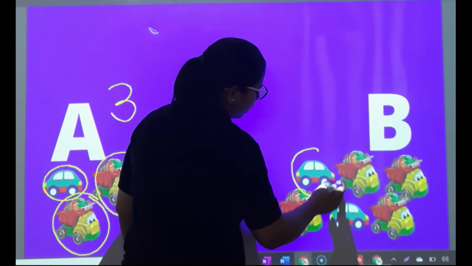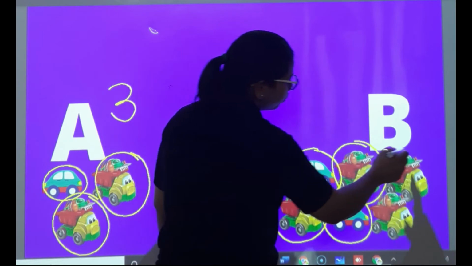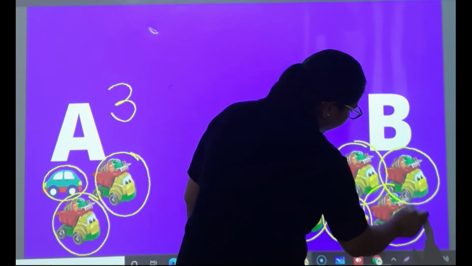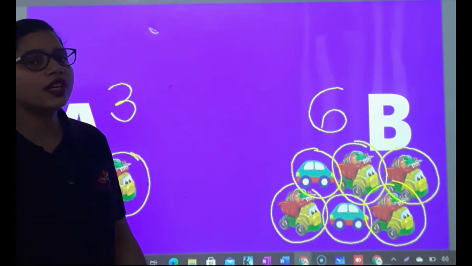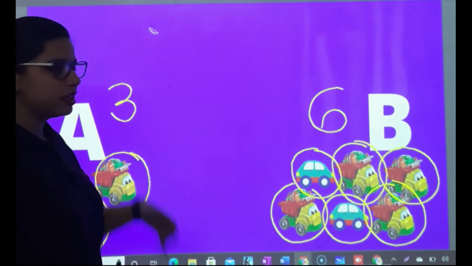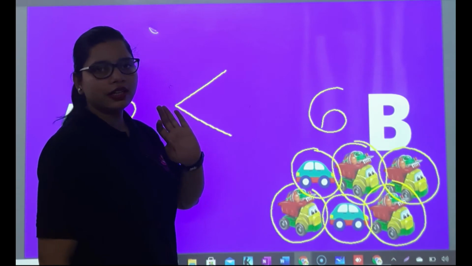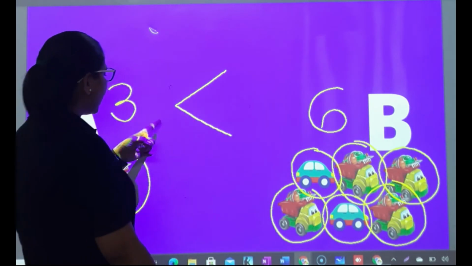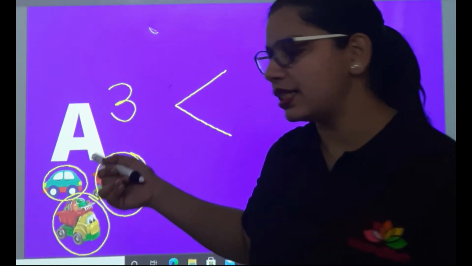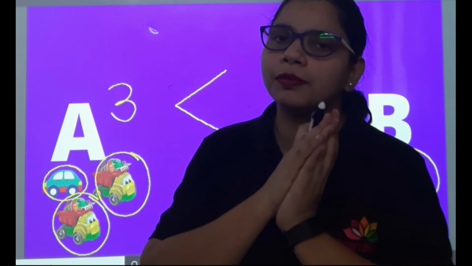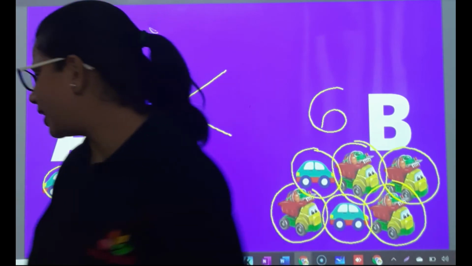Now let's count. 1, 2, 3, 4, 5 and 6. B has 6 cars. So who is having lesser number of cars? Obviously 3. So what the sign will be? Sign will be this. Bigger to greater, opened towards greater and smaller side mein closed. Okay, bacha? Closed towards smaller sign. It will always be closed towards smaller one. Fine? Okay.